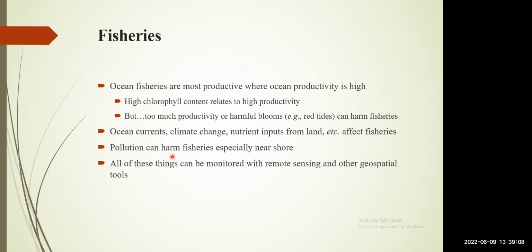Pollution can harm the fisheries, especially near shore. Wherever we have some industrial inputs or some offshore oil, the fisheries in that area will be affected as well. All these things can be monitored with remote sensing and other geospatial tools. Those types of studies can be done using remote sensing and other GIS geospatial information that is basically location based and also captures the spatial variation of the information.